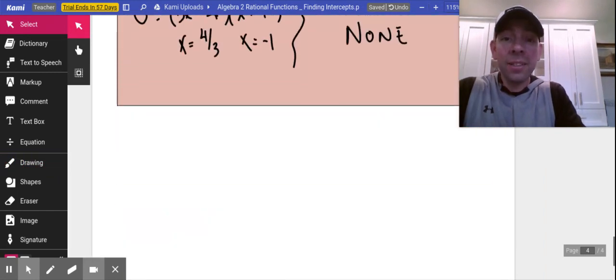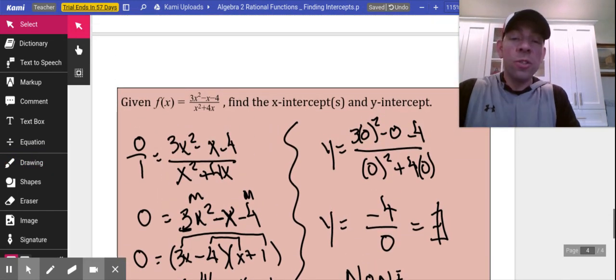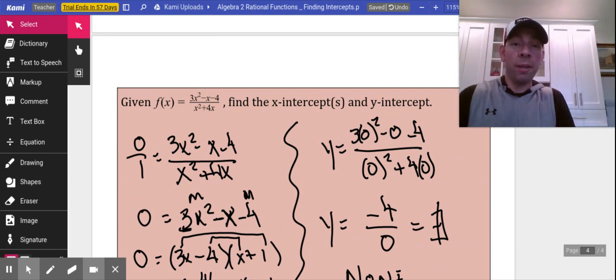All right. Hey, that looks like that's the last example. How about that? So I hope we feel pretty good about finding x and y intercepts. And tomorrow when we come back, we're going to put it all together.